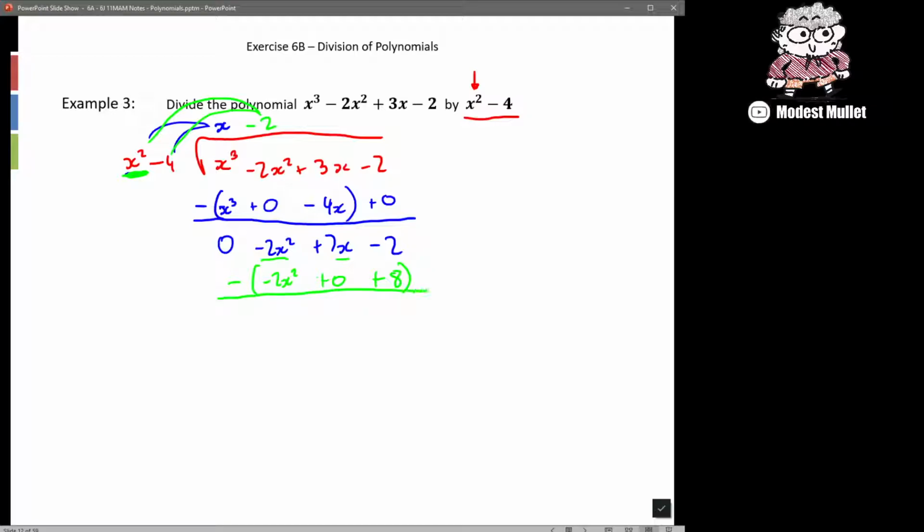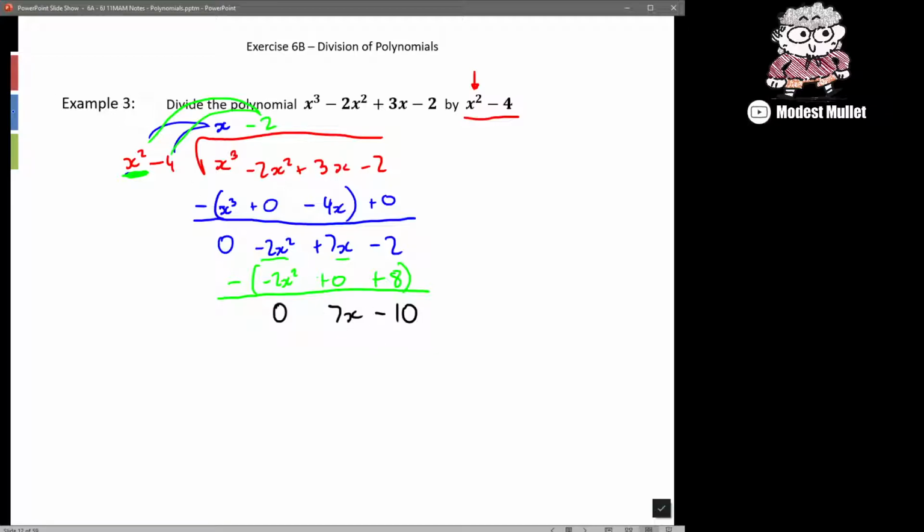Now let's do that subtraction. So we get negative 2x squared take away negative 2x squared is 0. 7x take away 0 is 7x. Negative 2 take away 8 is negative 10. So we get to this stage.